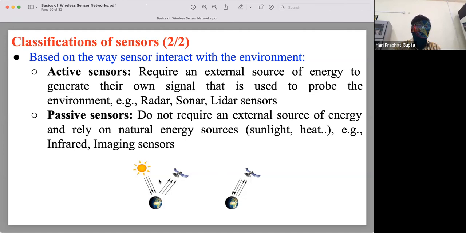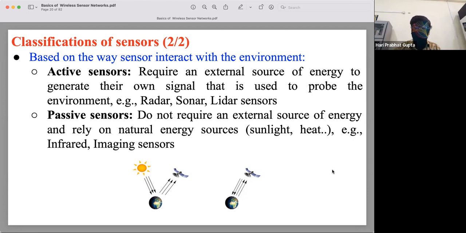Passive sensors do not require any external source of energy, and they depend on natural energy sources such as sunlight. When the sunlight is on the earth, we can detect things this way. So we have no energy source of our own. Whatever the energy source is, the sun, they have the heat or the sunlight, then we reflect it and we can detect. Image sensors or camera sensors and infrared sensors are in this category, the passive sensors.